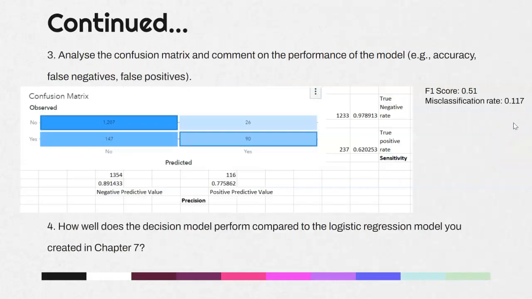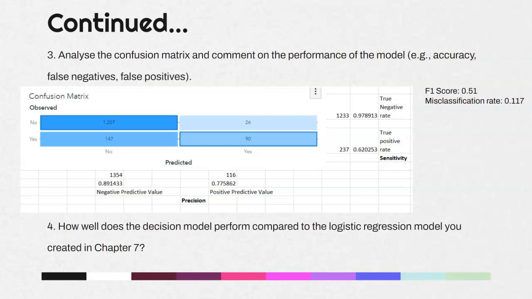Continuing on, we can analyze the confusion matrix and comment on the performance of the model: the accuracy, false negatives, false positives, and other things as well. When looking at these numbers, it's important to note that the precision is at the bottom, the negative predictive value and the positive predictive value, and the sensitivity is to the right. So when you want to understand these, it's important to look at these numbers.